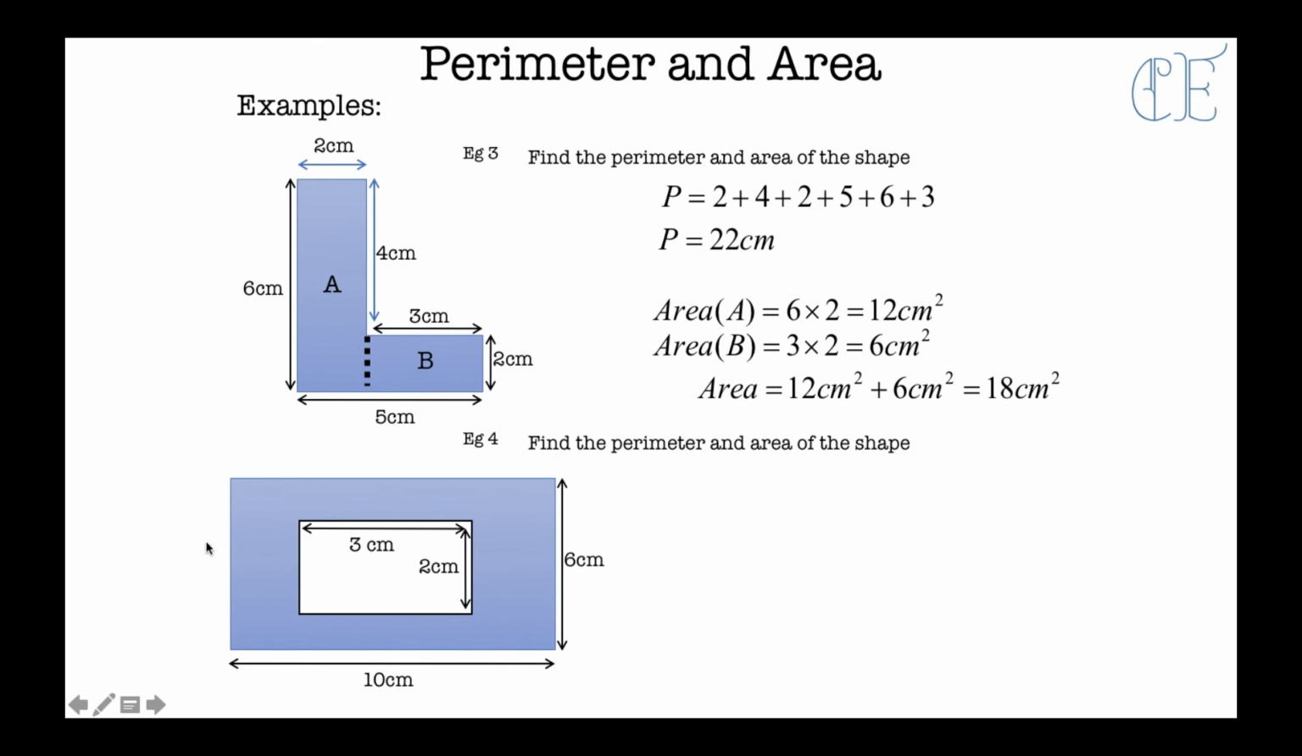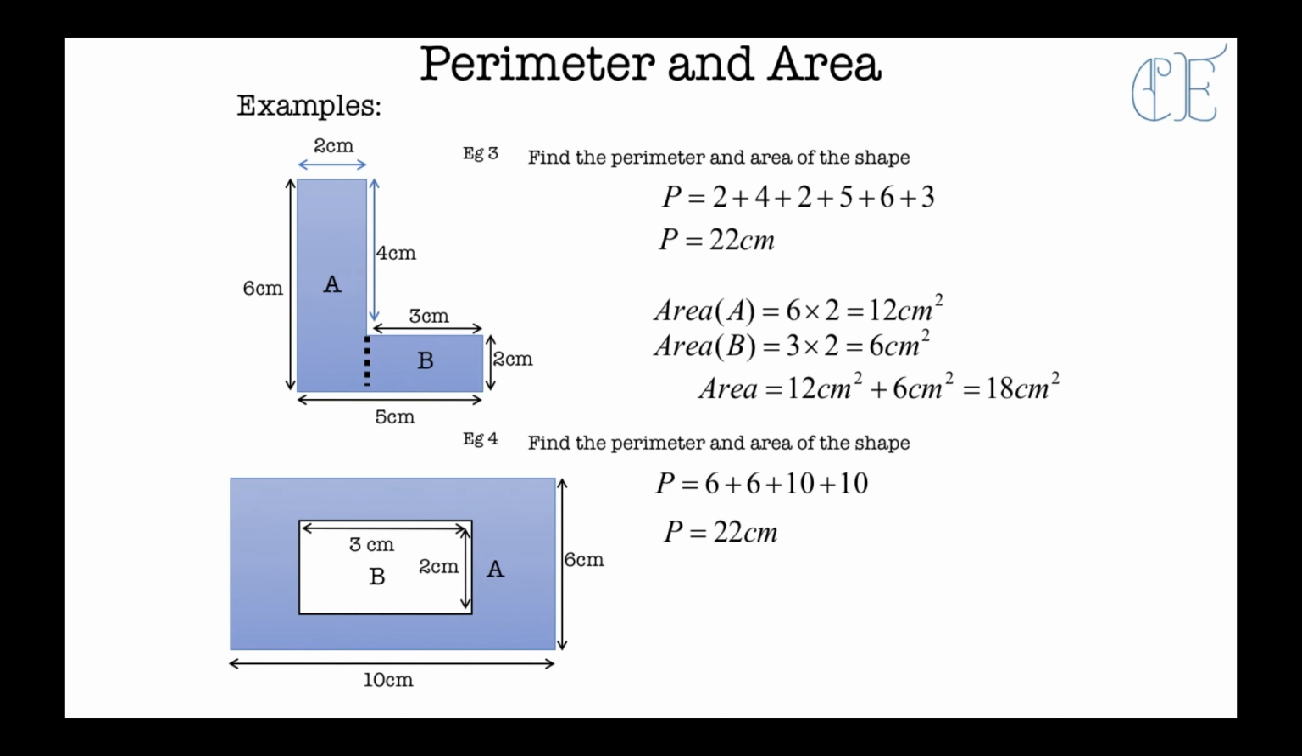So this one here, again, find the perimeter and area of the shape. Here we've labelled this outside shape A and this inside shape B. So the perimeter is just the outside of this shape here. It's not asking for anything difficult. So we're just going to do 6, add 10, add 6, add 10, giving us a perimeter of 22 centimetres.